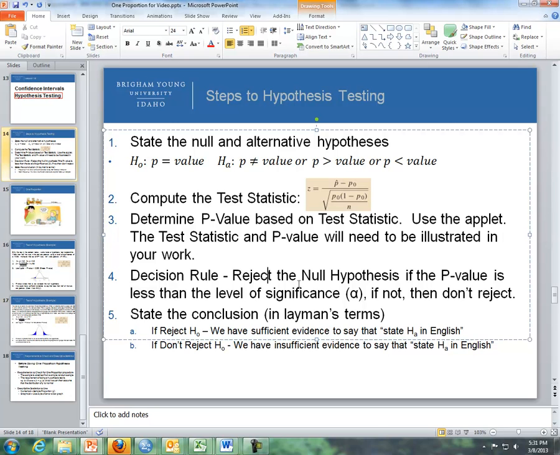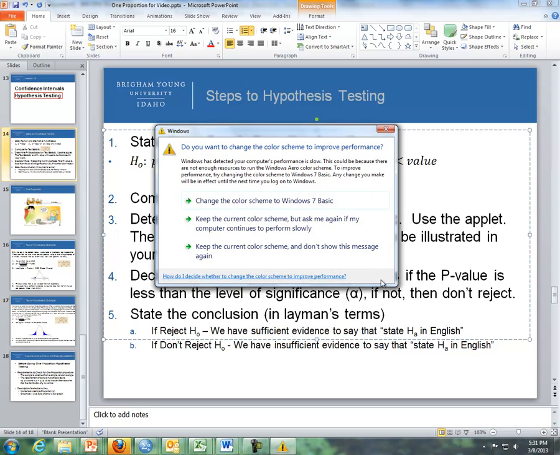And then the second to last step, you reject the null if the p-value is less than alpha. If not, you don't reject. And then the last step is you state your conclusions. You either have sufficient or insufficient evidence for the alternative. These last 2 steps are the same that you've seen before in previous hypothesis tests.